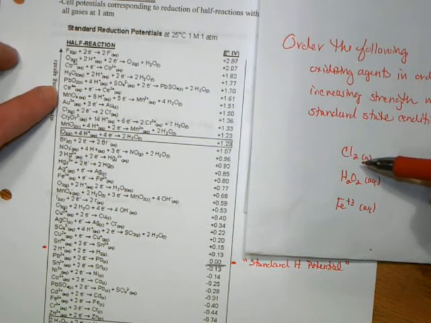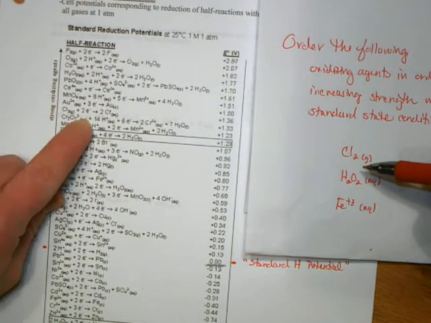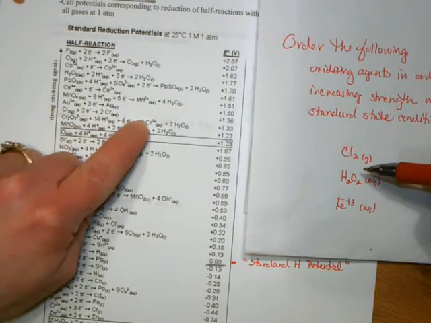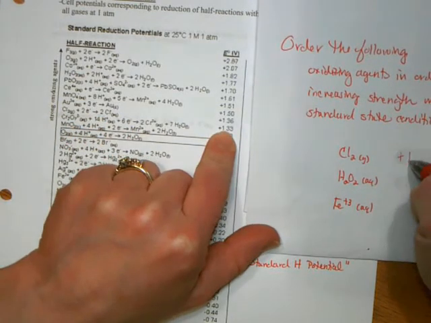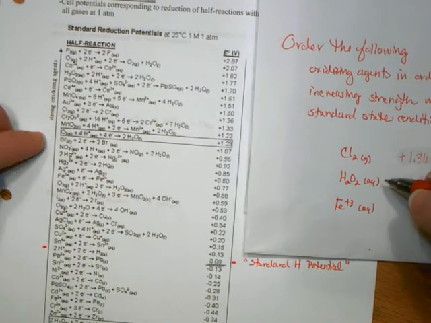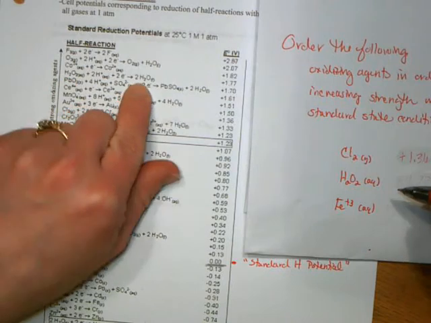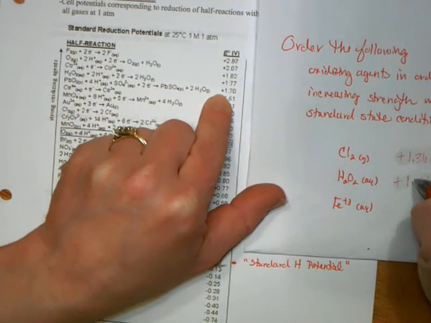As we're looking, oh, there's chlorine gas, adding 2 electrons to become chloride, and that is a positive 1.36 volts. Then we want to look for hydrogen peroxide. Oh, there we go, forming water, positive 1.77 volts.